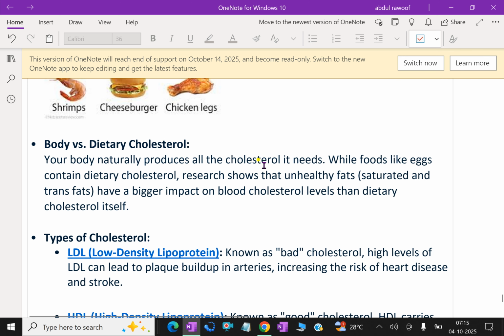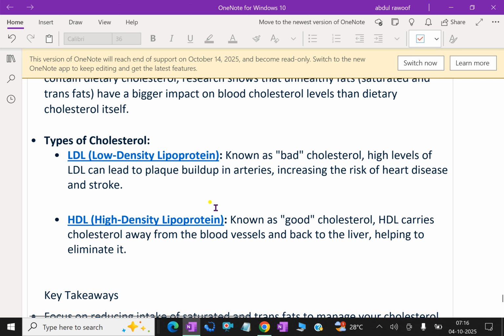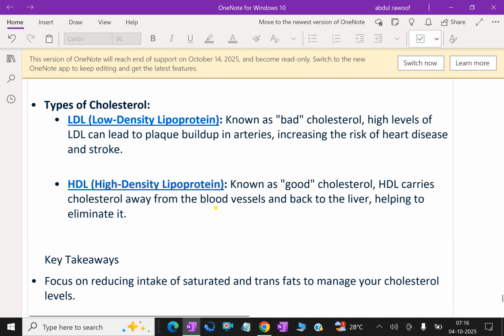Body versus dietary cholesterol. Your body naturally produces all the cholesterol it needs, while foods like eggs contain dietary cholesterol. Research shows that unhealthy fats, saturated and trans fats, have a bigger impact on blood cholesterol levels than dietary cholesterol itself. Types of cholesterol. LDL, low density lipoprotein, known as bad cholesterol.